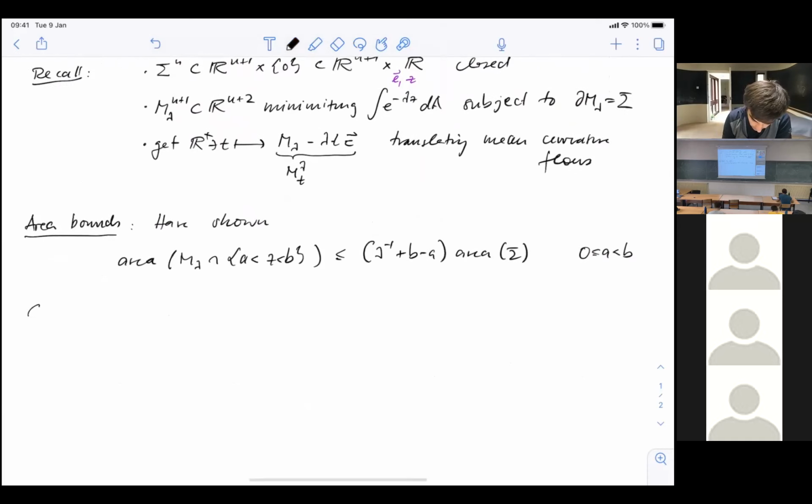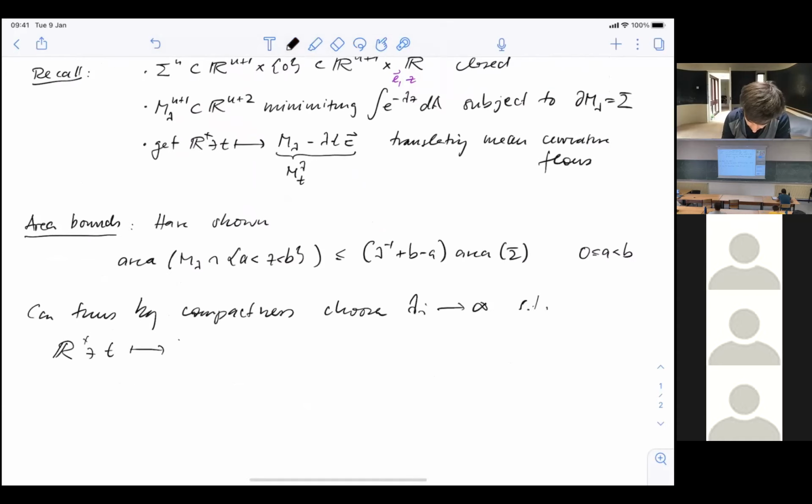We can thus, by compactness, choose a sequence lambda_i going to infinity, such that if we look at the following flows, written as measures, H^{n+1} restricted to M_lambda^t, and let's call these mu_lambda^t, this converges as lambda_i goes to infinity to a Brakke flow.